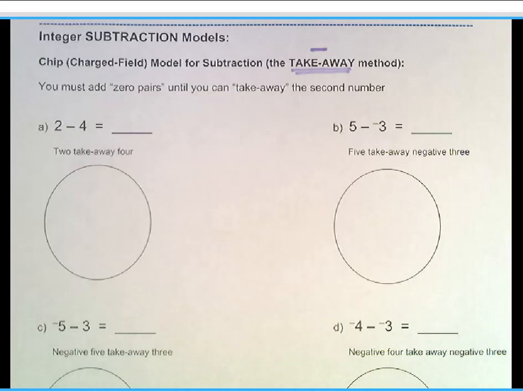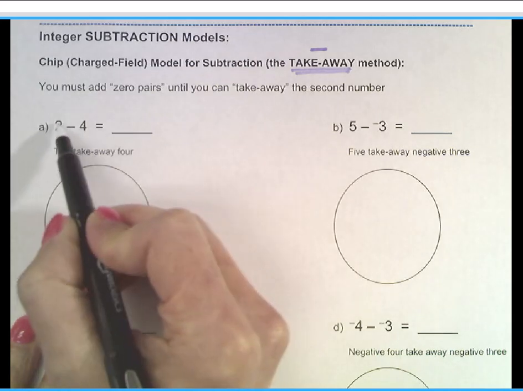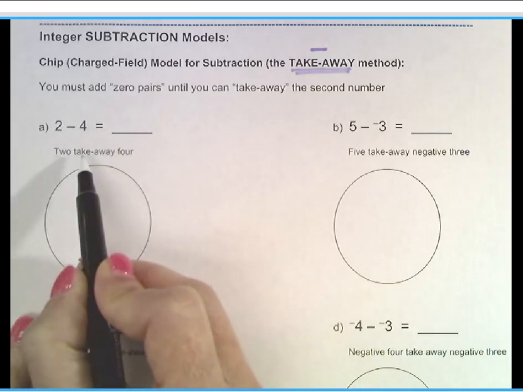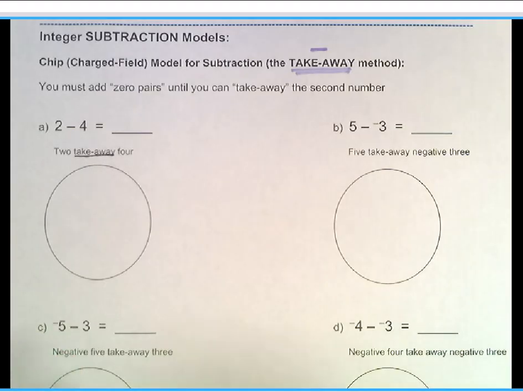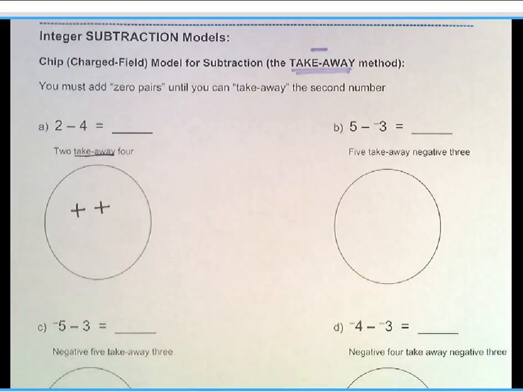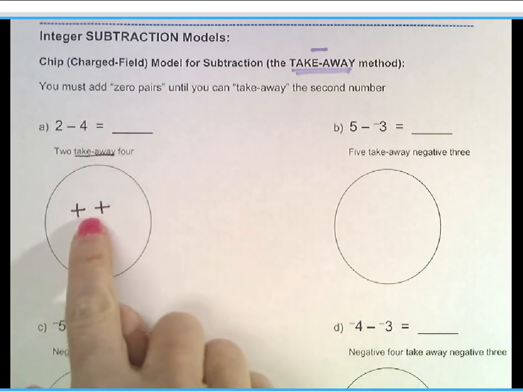So on the first one, it's 2 minus 4. So you see this 2 is positive, the 4 is positive. So we're going to read that 2 take away 4. And everything is positive in this model. So I'm going to put in 2. That's what we have to start with. There's 2. And I'm supposed to take away 4. Well, the problem is I can't take away 4. I only have 2. So how am I going to get more stuff in there without disrupting the balance of the circle? The circle needs to be equal to 2.